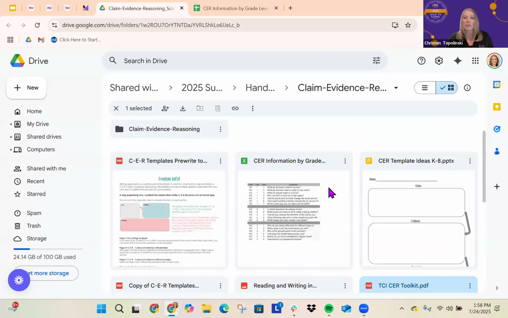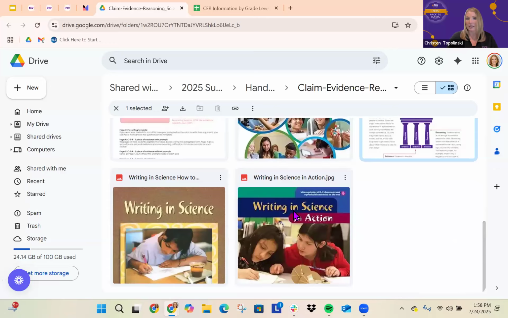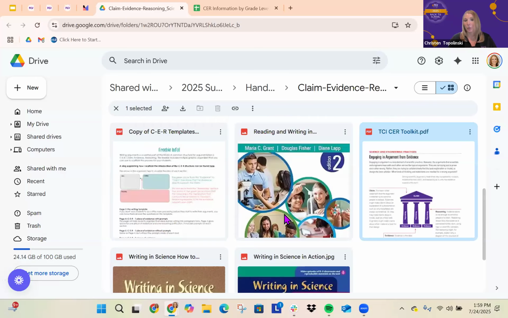And then those 3 books that I was talking about that I used, these 2, Writing in Science and Writing in Science in Action, are by Betsy Rupp Fullweiler, and she has a lot of great ideas. Writing in Science in Action actually has a video, so you can watch different components of it.